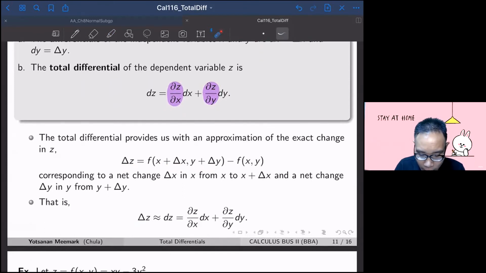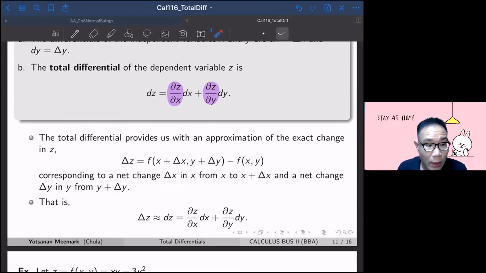It's kind of the same thing. However, if you have the one-variable case, you're not going to see the variable y, so it's going to be f(x plus delta x) minus f(x). Here it takes care of two variables, x plus delta x and y plus delta y, and you have f(x, y). So it's the net change delta x in x, from x to x plus delta x.